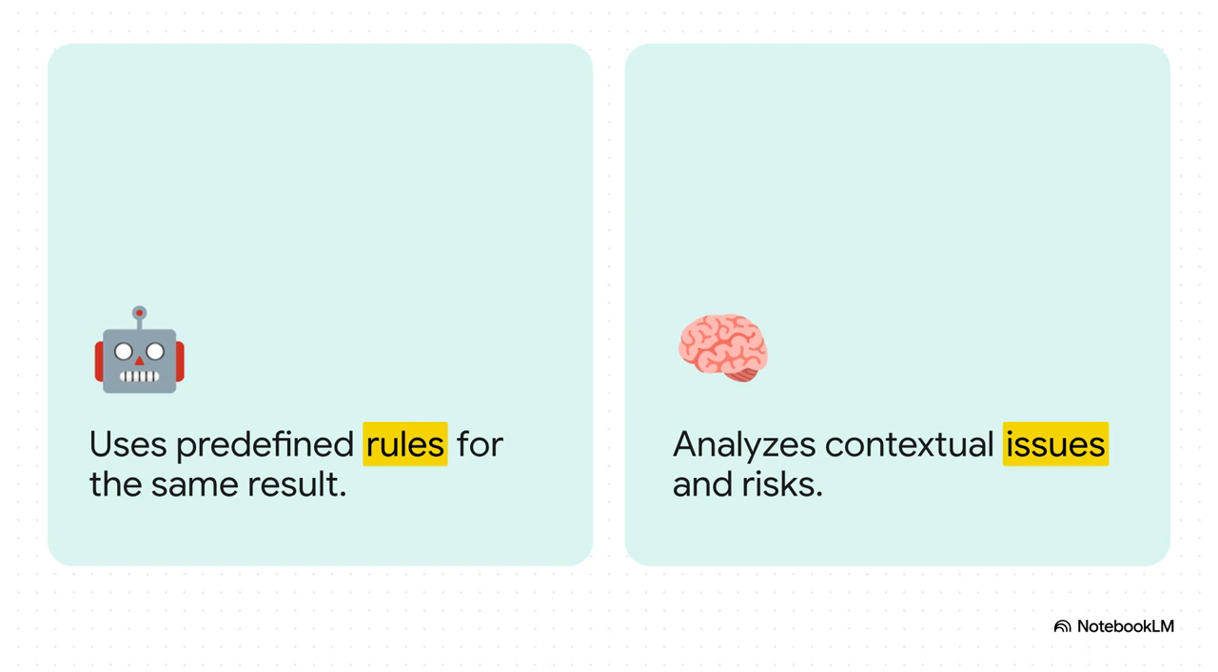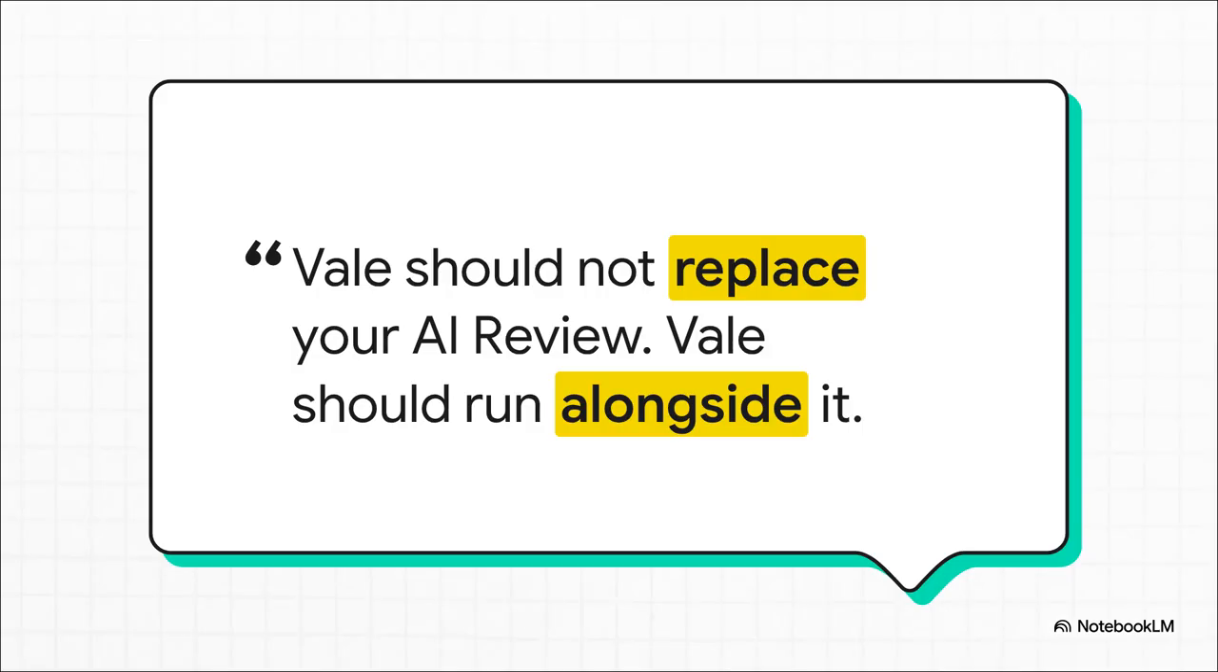It has zero idea what the sentence actually means, it just follows the rules. The AI review, on the other hand, is contextual. It's not doing hard-coded word swaps. It's analyzing the overall meaning, the logical flow from paragraph to paragraph. It's spotting unsupported claims and actually understanding the context behind a security risk. It really boils down to this. Vale should not replace your AI review. They have to run alongside each other. Because their roles don't overlap, you simply cannot swap one for the other and still expect comprehensive quality control.